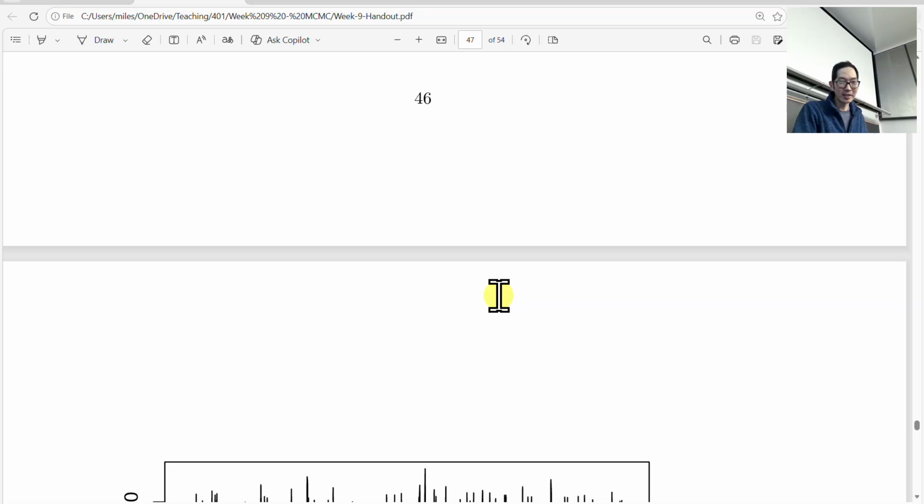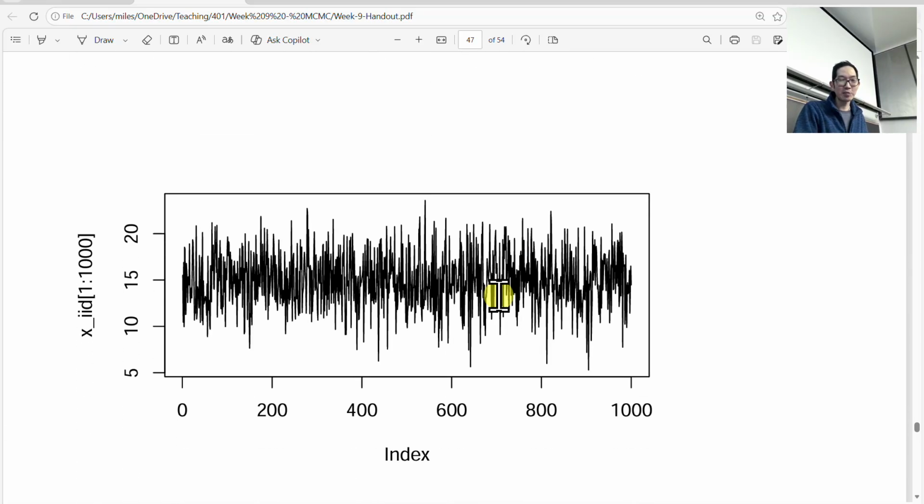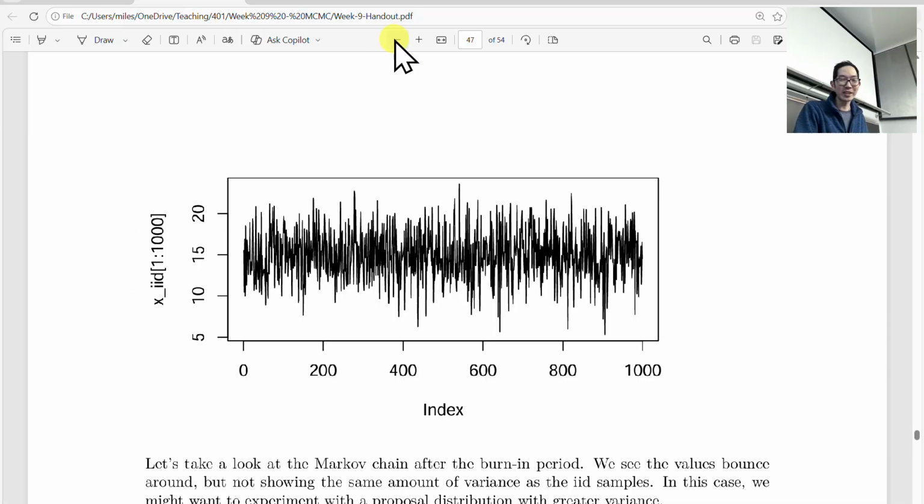So this is independent IID values drawn from the target distribution. This is the ideal scenario. Markov chains will never get IID because by definition, Markov chains are not independent. They're always dependent on the previous value. So you're never going to get true IID, but this is the dream scenario to get something close to IID.